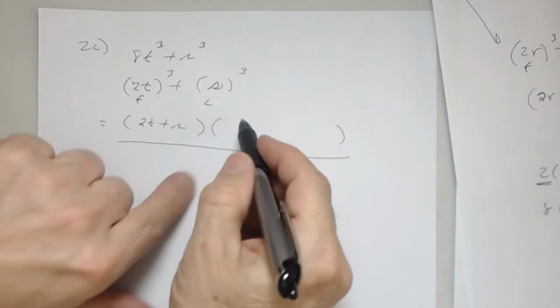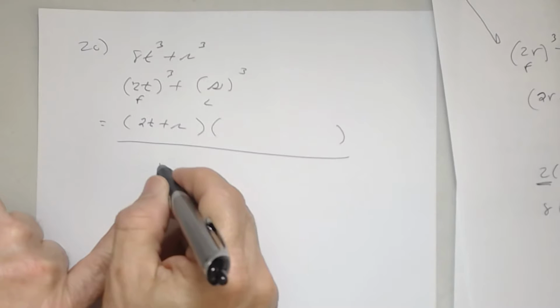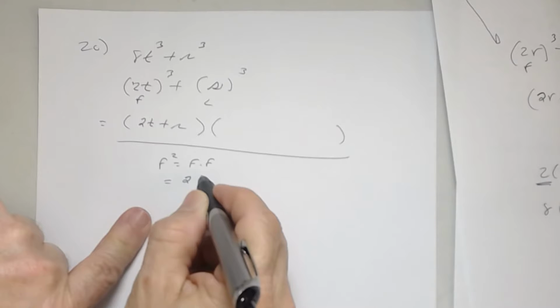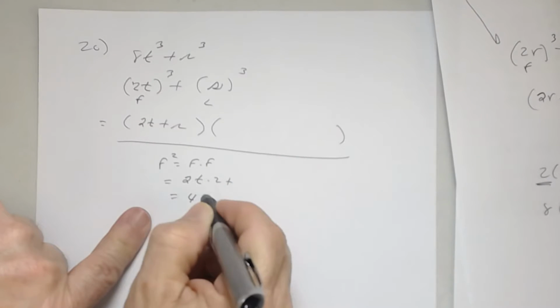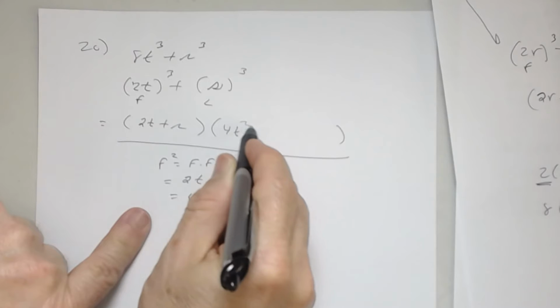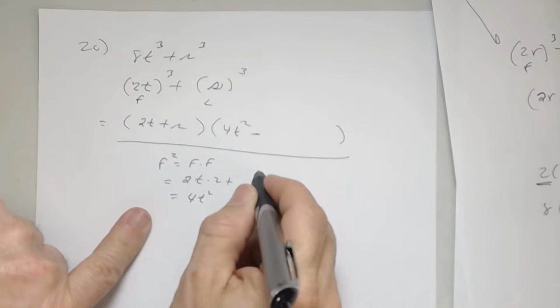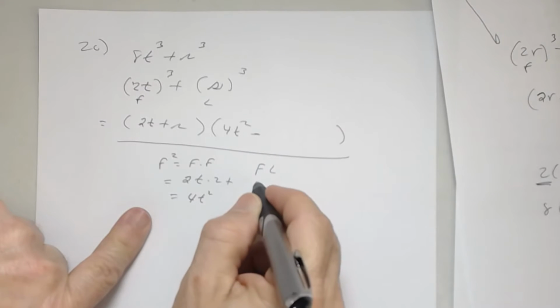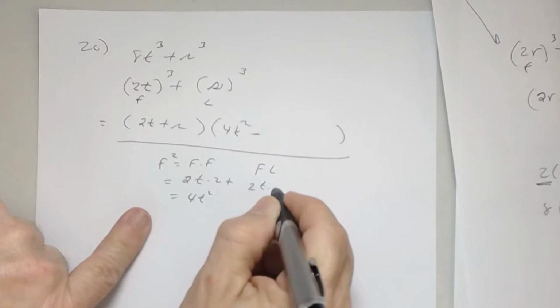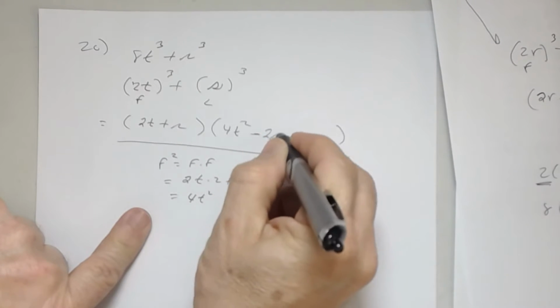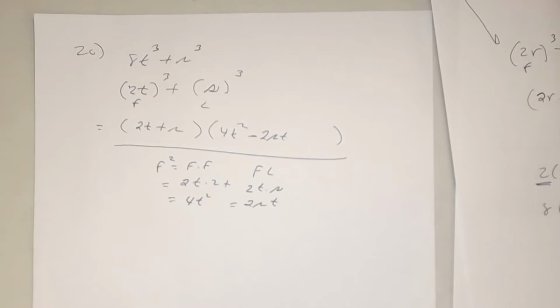2t plus s. All right, let's talk about the first term of the trinomial. So that's f squared, meaning f times f. What's f? F is 2t. 2t times 2t is 4t squared. Now it's just 4t squared plus or minus? Minus. So then you're going to multiply f and L. F is 2t. L is s. So I get 2st. We tend to put it in alphabetical order. You can write it as 2ts if you want to, but we just tend to put things in alphabetical order.